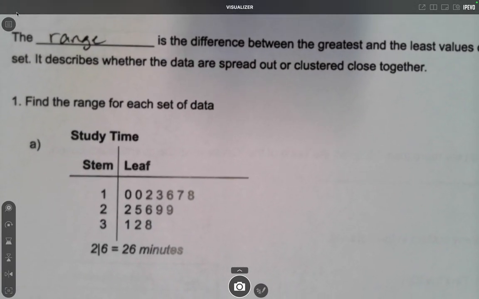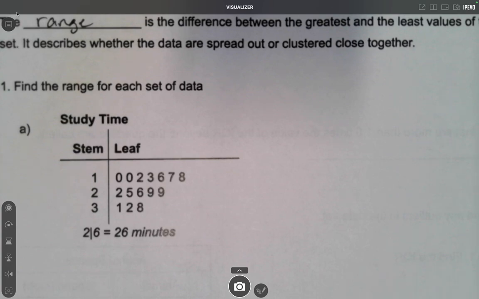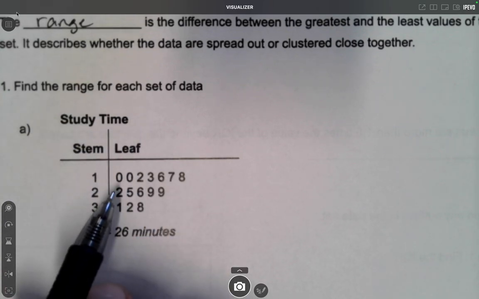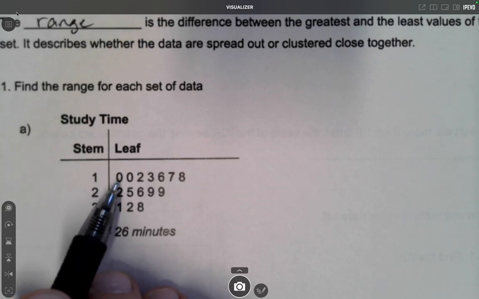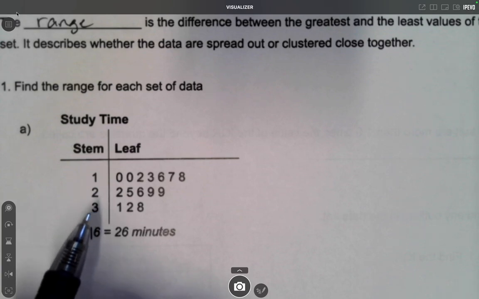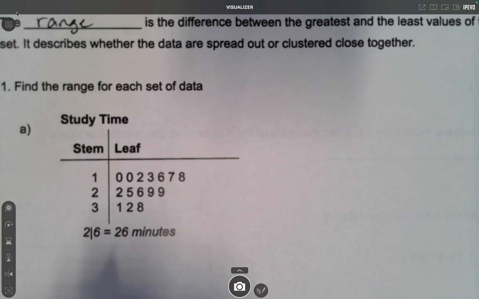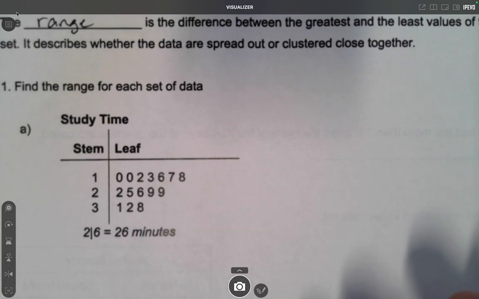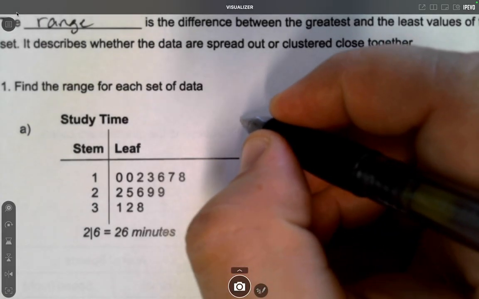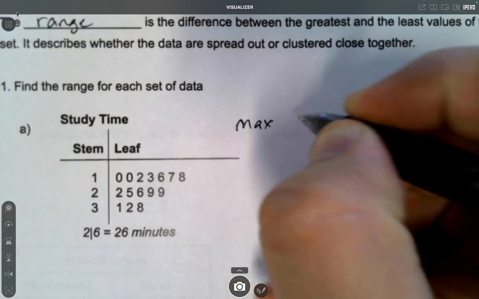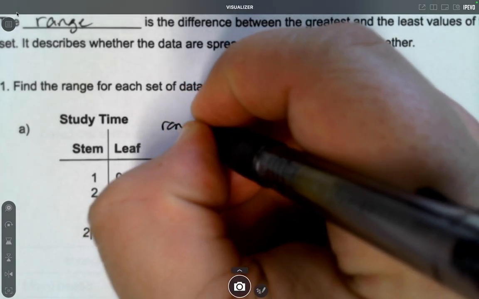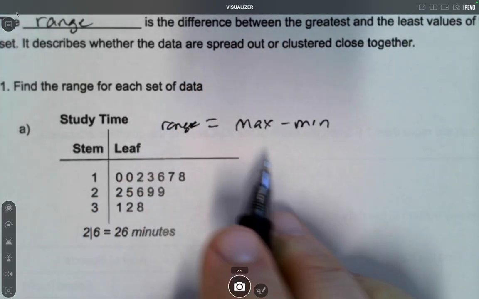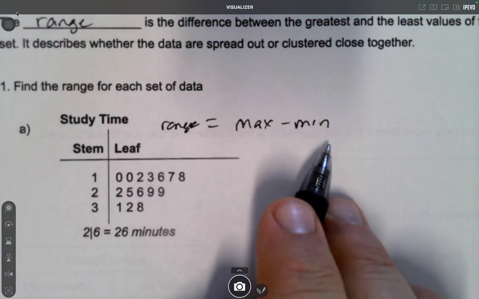So let's find the range for this set of data. This is the amount of study time for a certain group of students, and it's as low as 10 minutes. Remember, that means the tens place, and that's the ones place, so 10 minutes, or as high as 38 minutes. So range really is pretty straightforward. You find the maximum, and you subtract the minimum. So the range is found by doing the maximum minus the minimum.